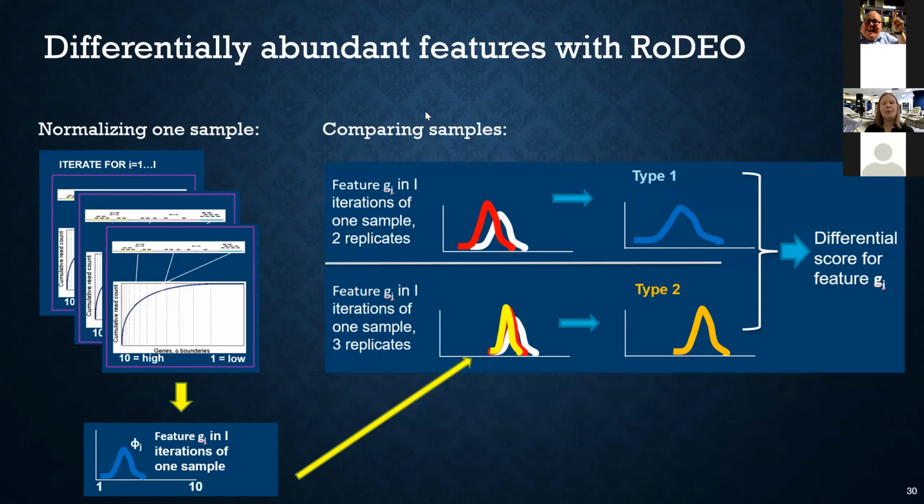And then we can compare samples of type 1 versus type 2 by combining all the replicates for each sample type. And then you get a differential score, and we can use a statistical test to rank those features and get the most differentiating ones.